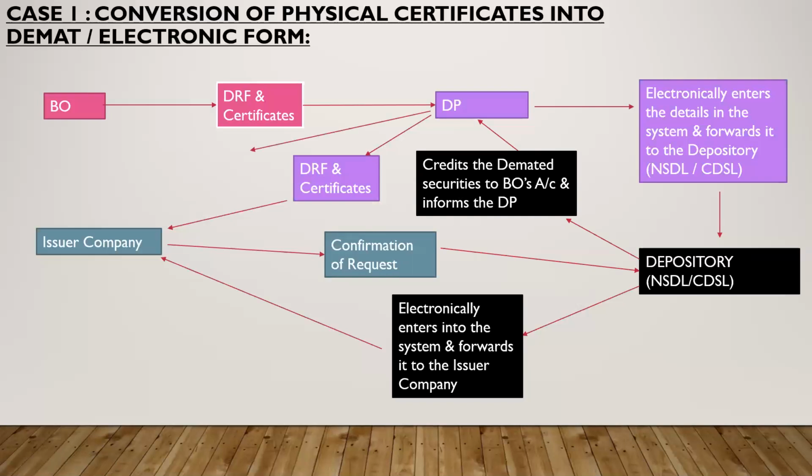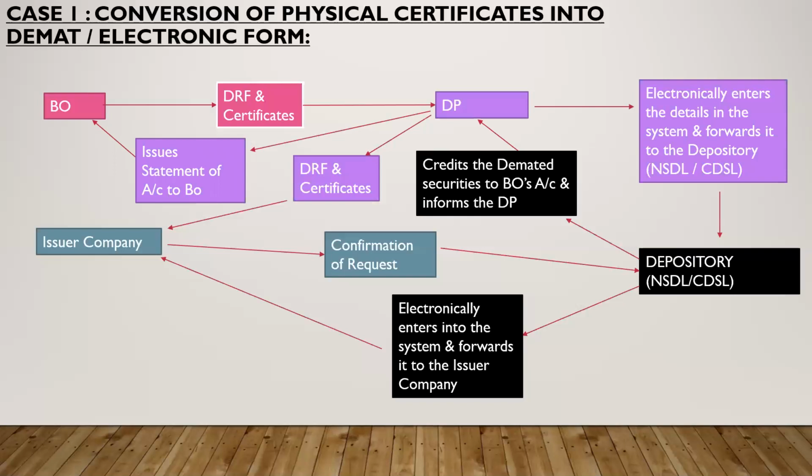Now what will the DP do? The DP will issue the statement of account to the BO. So whatever details are there, one statement of account will be issued by the DP to the beneficial owner, that is Jimbo ko. So in this way, the conversion of physical certificate into demat or electronic form takes place. So I hope you all are clear with this particular part, class. This is the first type of functioning of depository system.